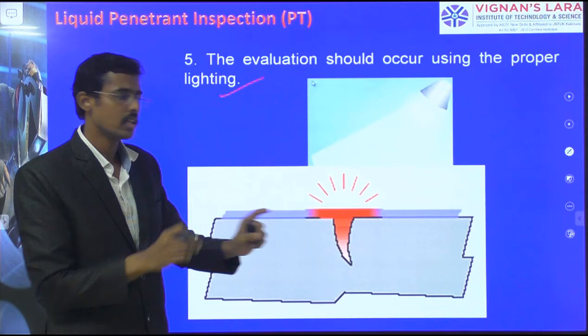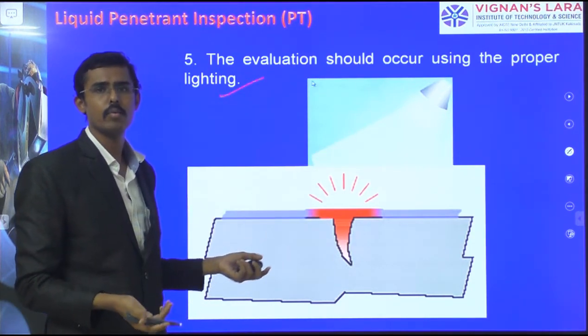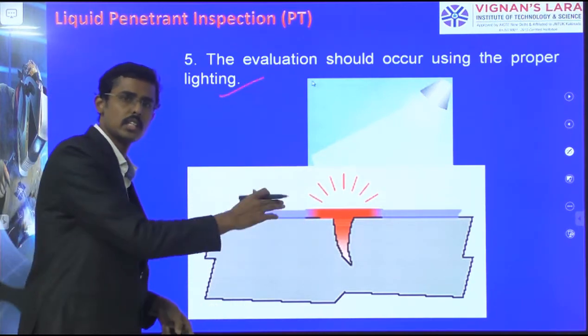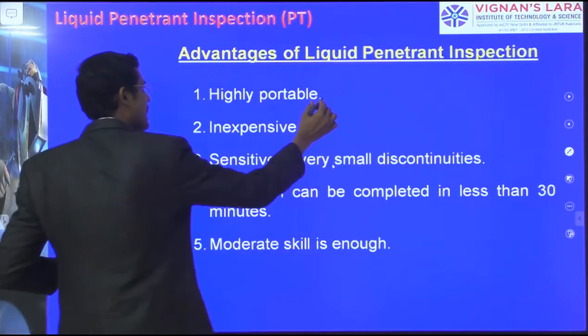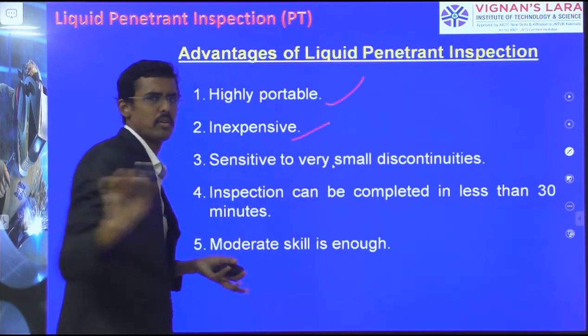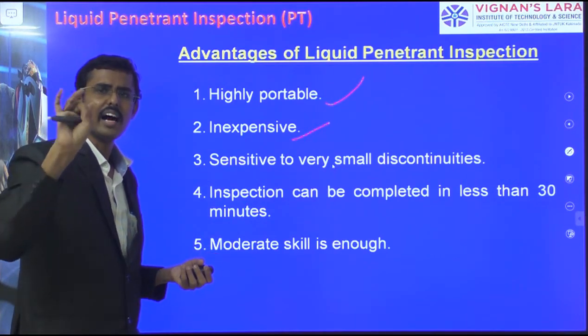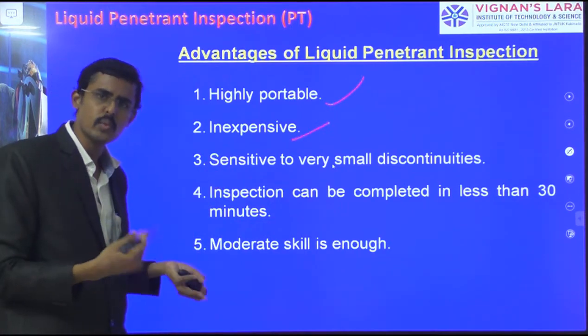That point looks in the contrast color, so that it is visibly identified and we are able to tell that there is a crack and it has failed, not passed. It is a crack to be rectified. So the advantages: highly portable, inexpensive. We have used only two things, the penetrant and the developer. Only two, so inexpensive, just a visual inspection.